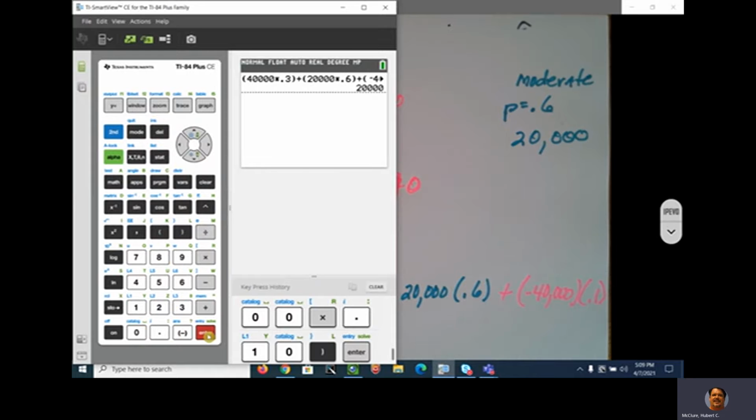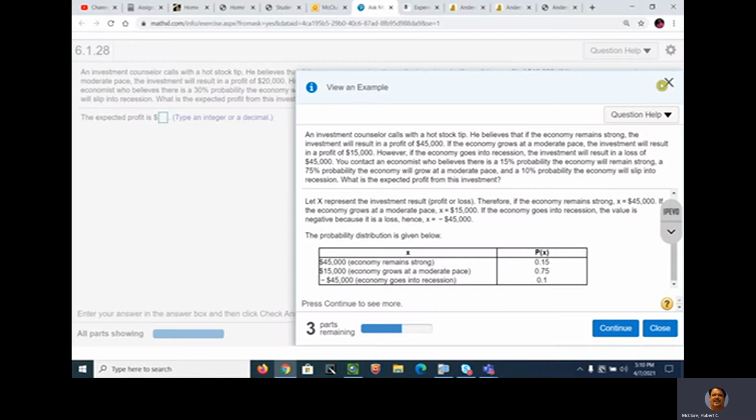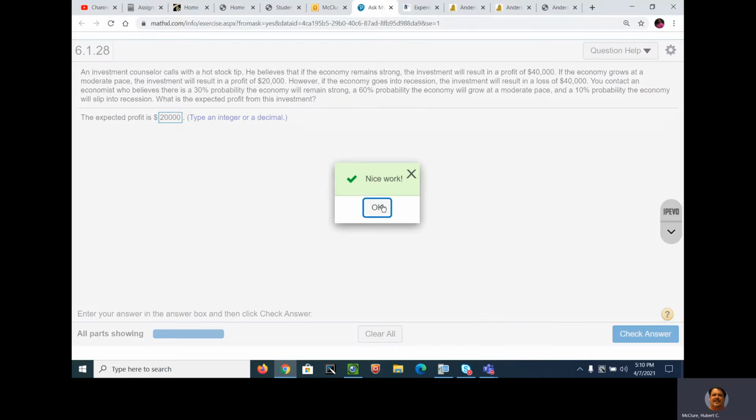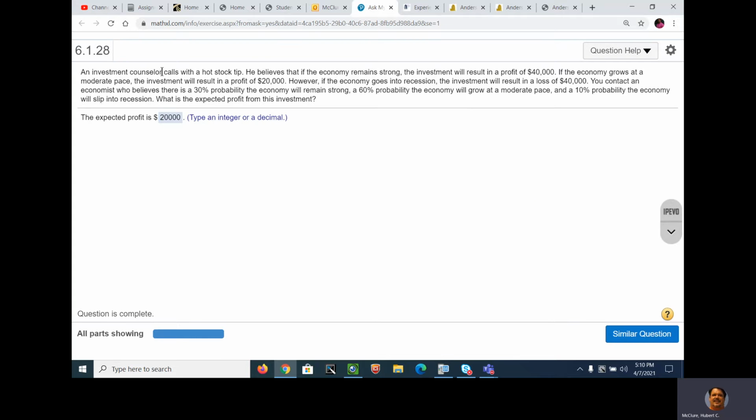And I get 20,000, and it's positive. So I get positive 20,000. I don't know if that's what they're asking for, but that means the expected value is positive, so the outcome looks good. So let's see what they want. The expected value is 20,000. Yep. That's a good test question because all you have to do is just line it up.